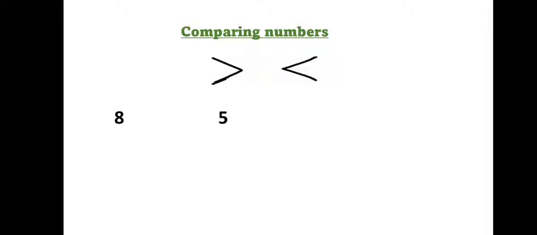Let's compare these numbers. 8 is greater and 5 is smaller. So which sign to use? This. The face side will face the greater number and the tail side will face the smaller number. In the same way, 10 and 100. So this sign will be used.